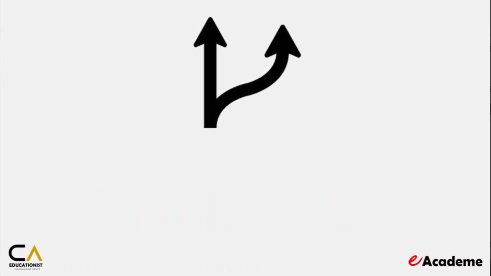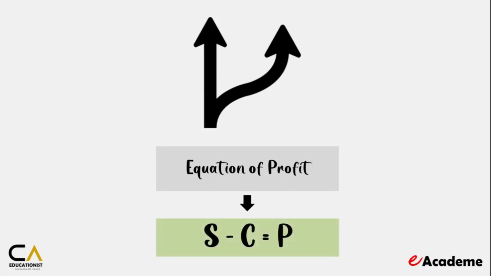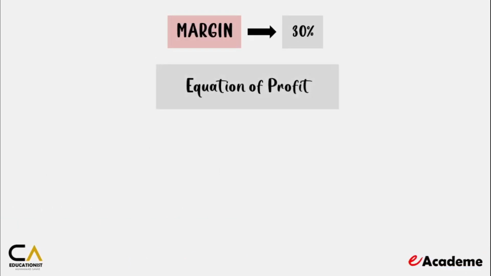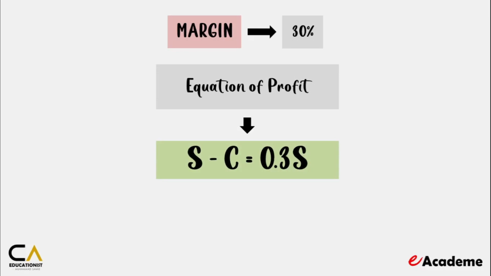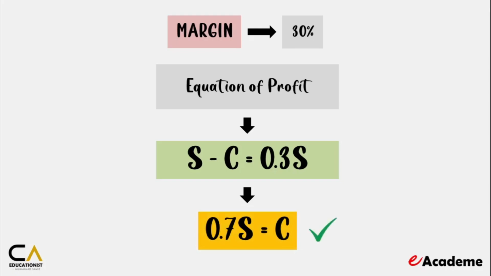Interestingly, there is an alternative way to compute the missing values of sale price and cost using equation of profit. Since sale price less cost equals profit, this forms an equation. Now, if margin percentage is given, for instance 30%, this equation can be expressed as sale price less cost equals 30% of sale price. This equation can be rearranged like this.